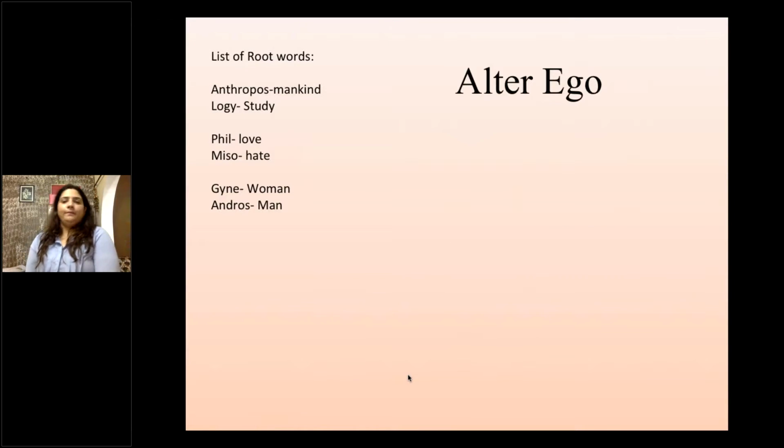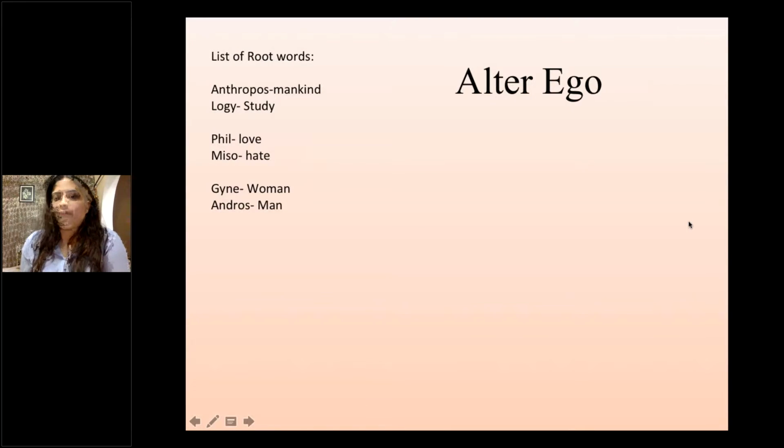Let's see this word now. Alter ego. Okay? Alter ego. Stuti, the spelling of agamist is wrong. It's not agomist, it is agamist. A-G-A-M-I-S-T. Okay, agamist. Next word is alter ego.